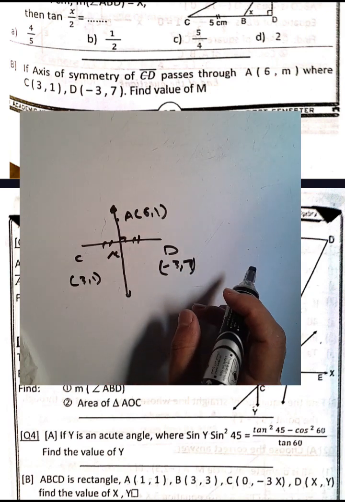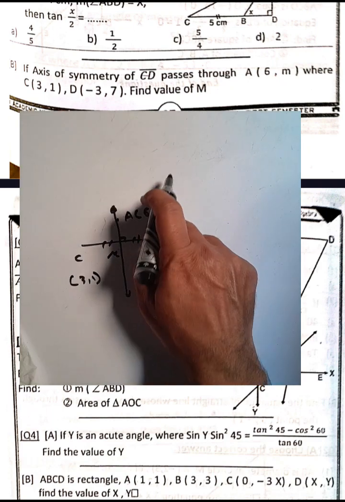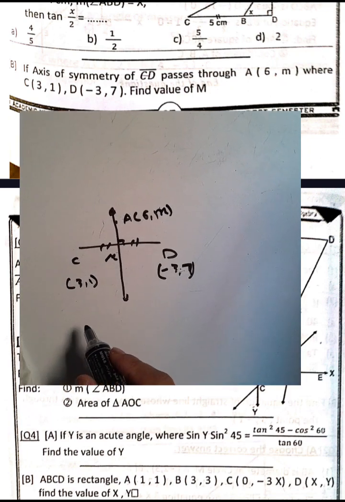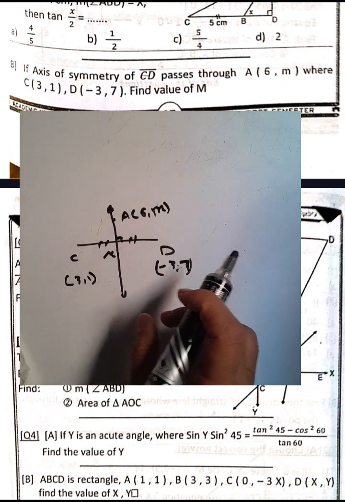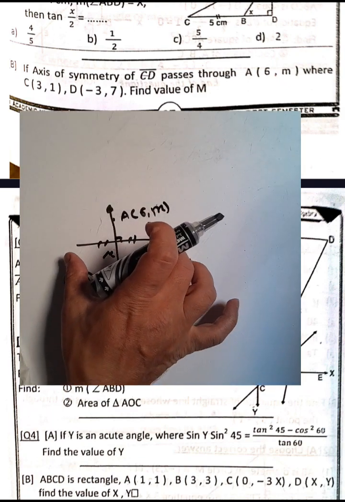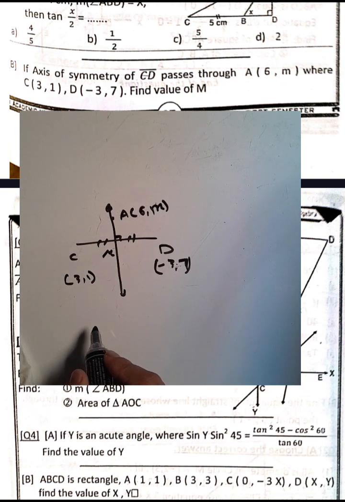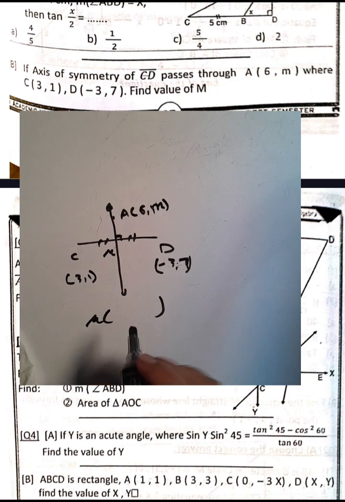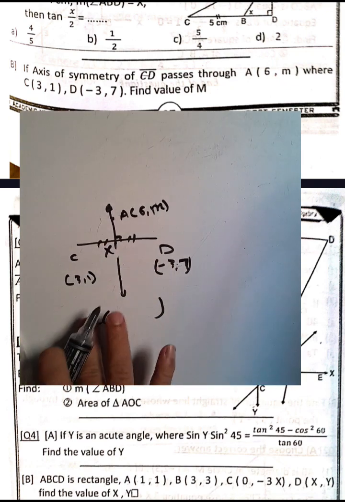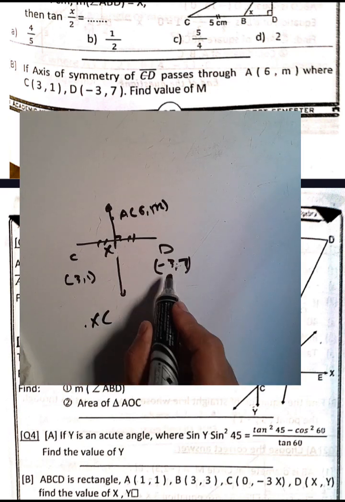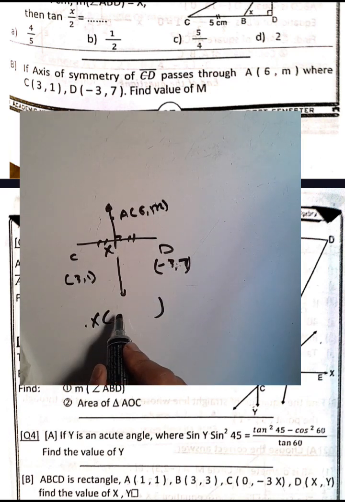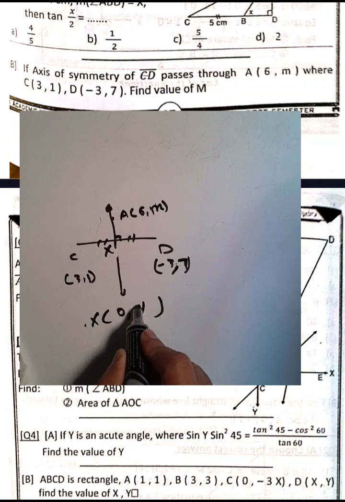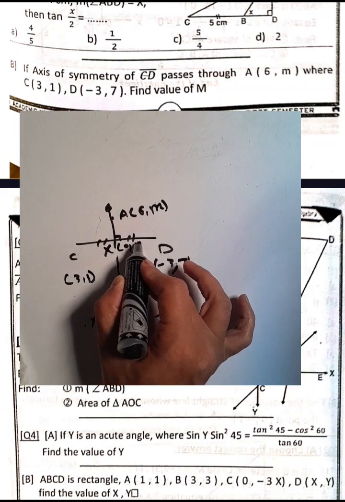We have the axis of symmetry of CD passing through the point 6 and M. Okay, 6 and M. You want to find the value of M. Okay, we know the two straight lines here are perpendicular. Then the slope of AM times the slope of CD will be negative 1. Then as a first step we can find the point X, the midpoint. I put X here equal to 3 plus negative 3, equals 0, divided by 2 equals 0, and 1 plus 7 equals 8, 8 divided by 2 will be 4. Then the coordinates of X will be 0 and 4.